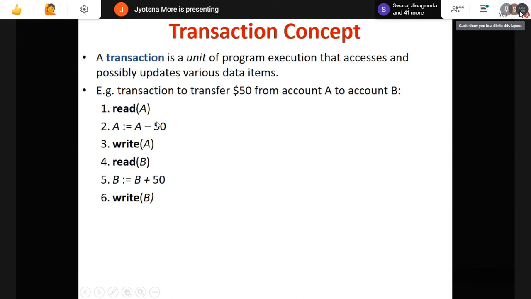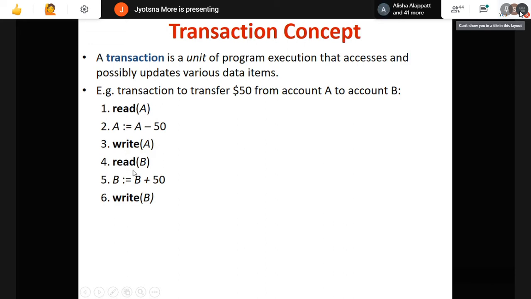Suppose A's value is 100. Initially we are taking some value right now. So take A value as 200 and B value as 200. Initially we are taking this value throughout the chapter. Consider A is having 200, B is having 200. Now A is A minus 50, so 200 minus 50 will be 150. Write A means now the value of A is 150.